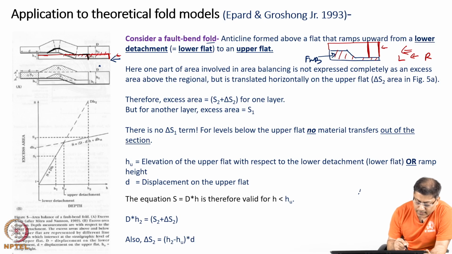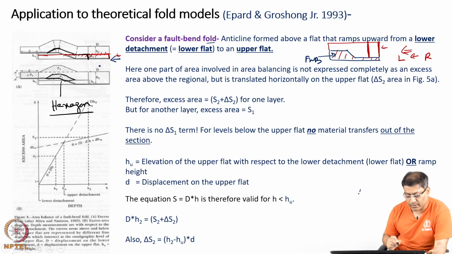In this case, the excess area is S1 shown by the dotted region. Note that this is not a trapezoid. See the geometry clearly. This is not a quadrilateral, in fact. 1, 2, 3, 4, 5, 6, it is a hexagon of irregular geometry.